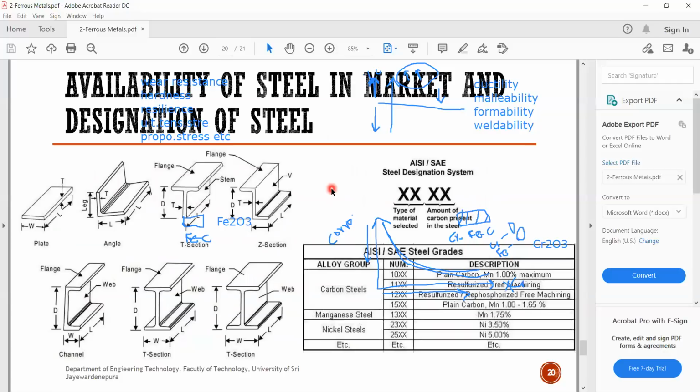So here, availability of steel in the market. If you just go and check the market, there are steels available in different shapes, but according to the shapes the name of that steel will vary. So just see, this kind of steel is a plate, so it's called a plate. This one is L shape, so it's called L shape or angle. This one is T shape, the T section. Likewise the names of the steels will be different.